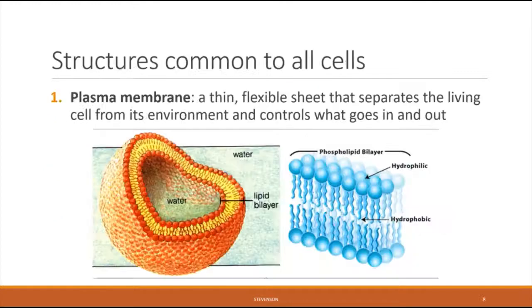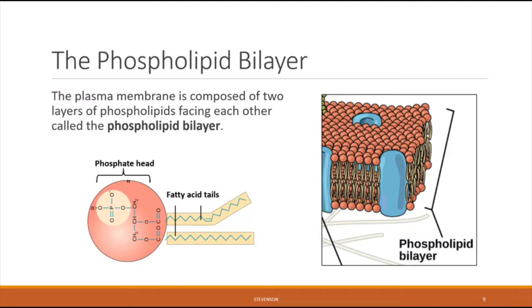And the first of these is that all cells have a plasma membrane. A plasma membrane is essentially the barrier that separates the interior of the cell from its environment. It is a thin, flexible sheet that has an important purpose of dictating what can go in and out of the cell. The plasma membrane is composed, as we've mentioned before, of molecules called phospholipids. It's composed of 2 layers of phospholipids that are facing each other, as can be seen in this right-hand image right here.